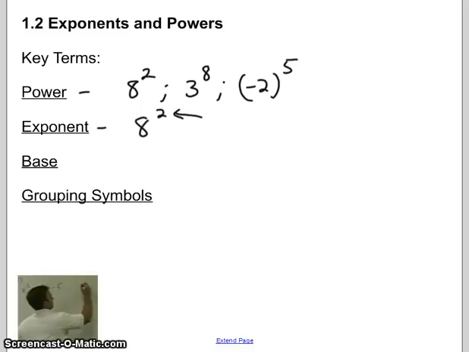The base is the number that's getting multiplied by itself. The 8. And the last term is grouping symbols, and we'll get to that soon. Grouping symbols collect a bunch of numbers. The most common grouping symbol is the parentheses, and then you may see brackets when there's more than one parenthesis.